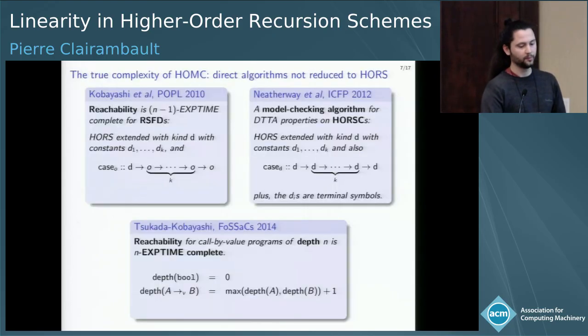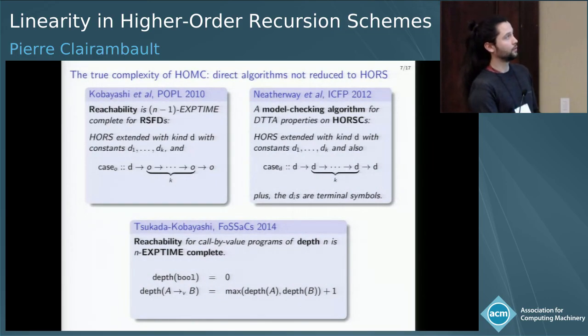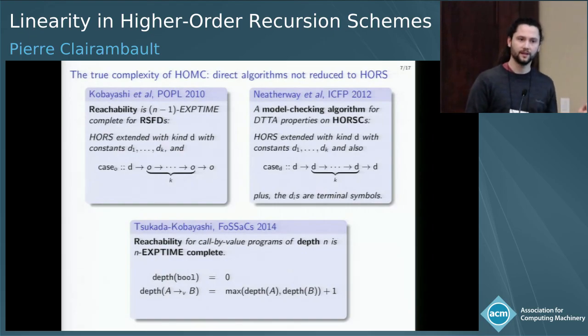So this prompted people in the higher order model checking community to look at specific problems that do not reduce to higher order recursion schemes model checking. So this work, for instance, starts with higher order recursion schemes and enriches them by adding a new kind, D, which is a kind for finite data types which contain k elements. And then there is a case construct which allows you to branch depending on the value.